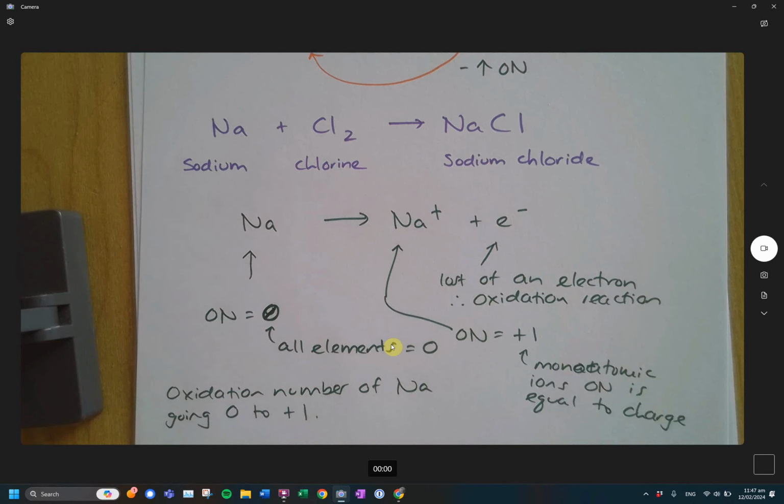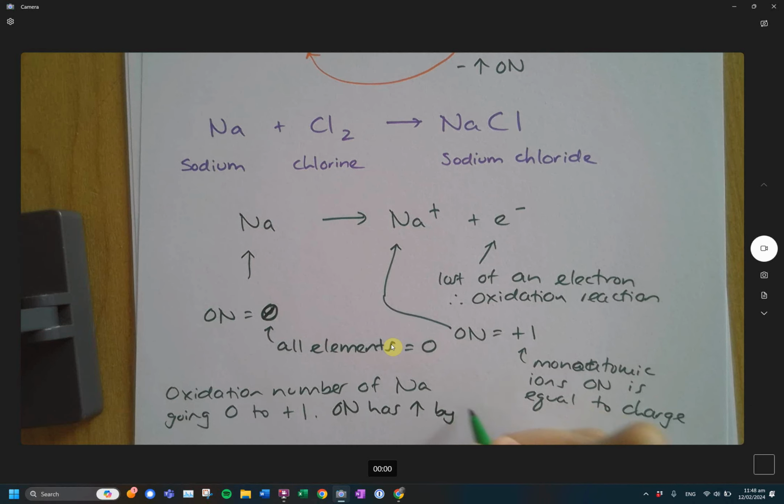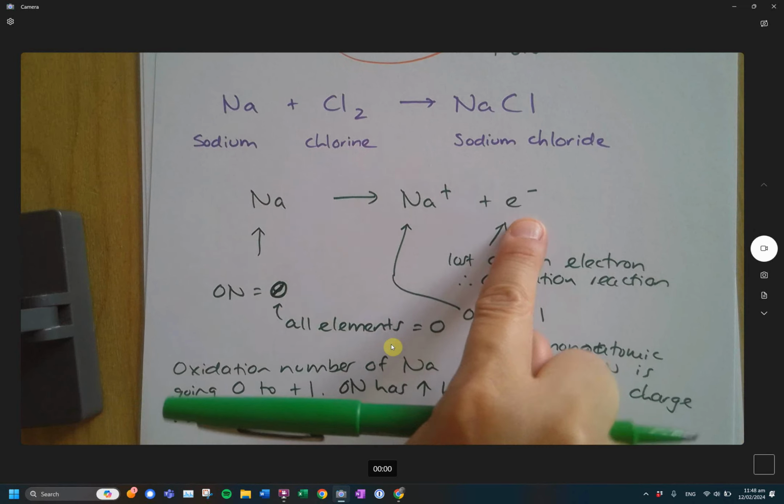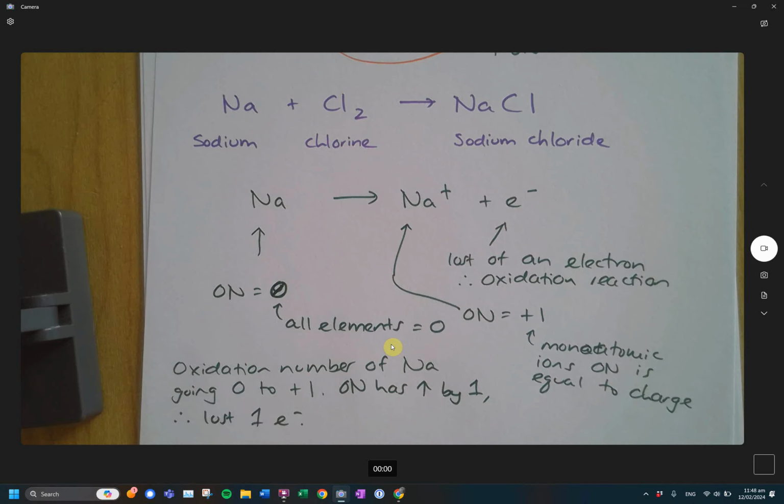And this should parallel what's happening with the electrons. So in this case, the oxidation number has increased by 1, so we have therefore lost 1 electron, which we can see in our equation over here, that 1 electron has been lost. Hopefully this is ringing a bell to you guys. Good news is, like I said, we're not going to have to go into as much depth as last year, but you're going to be learning some other stuff instead.